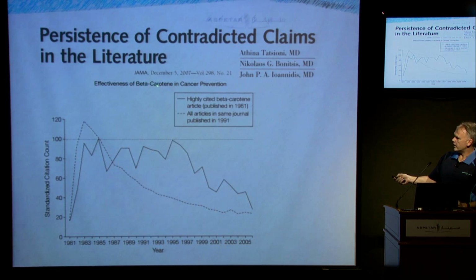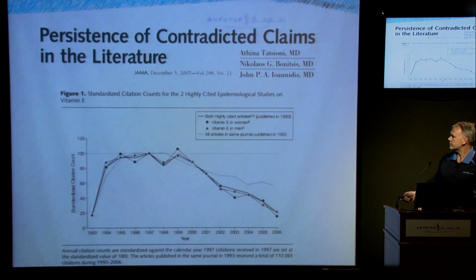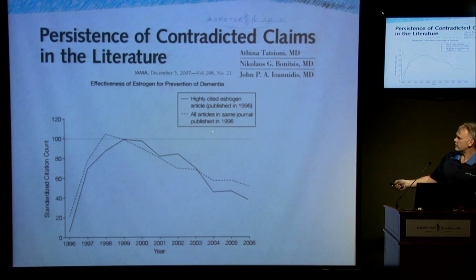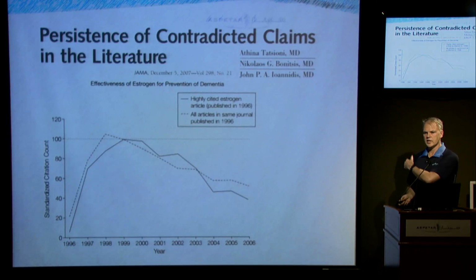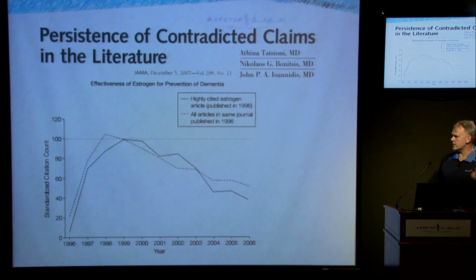The effectiveness of beta-carotene for cancer prevention was pretty much tossed out in the early 1980s, and yet 25 years later people are still citing these studies. Same thing on vitamin E and cardiovascular protective effects, same thing for estrogen and dementia, and I mean I still see people citing transversus abdominis pre-activation in low back pain. It's across all of the different studies. So don't worry too much about people contradicting your findings. It's no barrier.